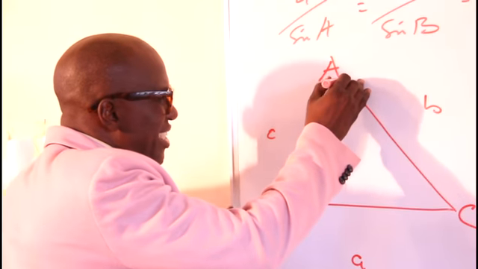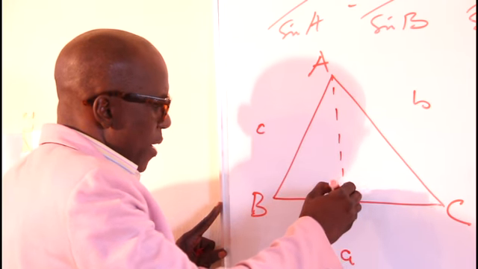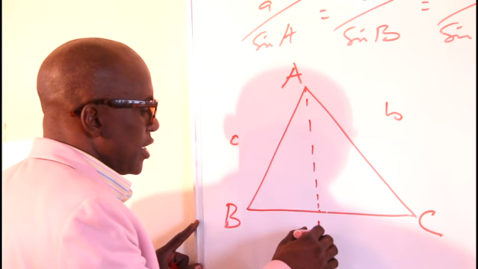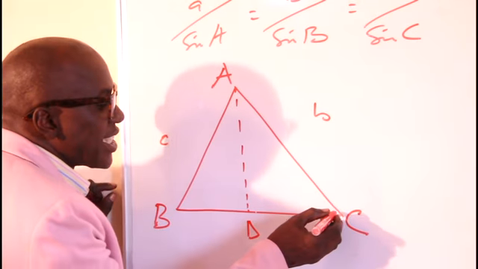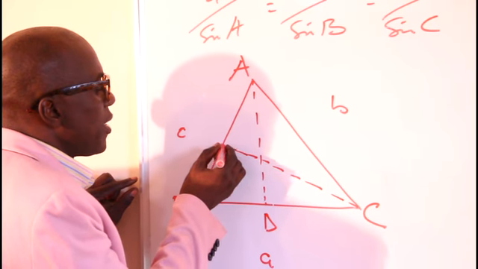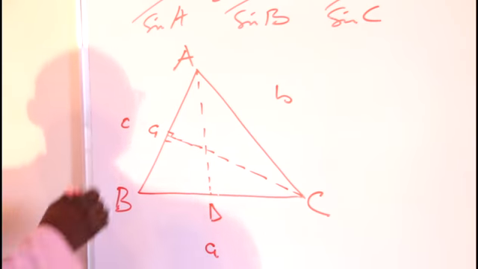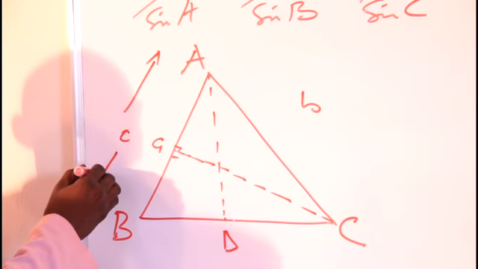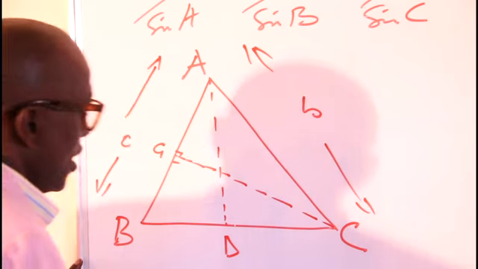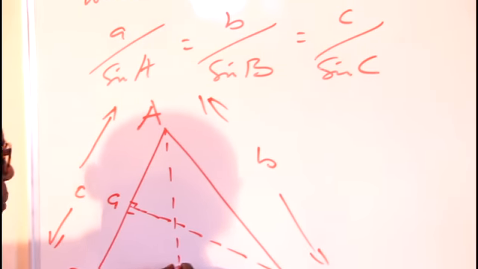I will do the construction by dropping a perpendicular line from this angle A to a point, let's say D. Then I'll also drop a perpendicular from angle C to a point, let's say capital letter G. Now we all know that this side is side c, this side is side b, and this side is side a.